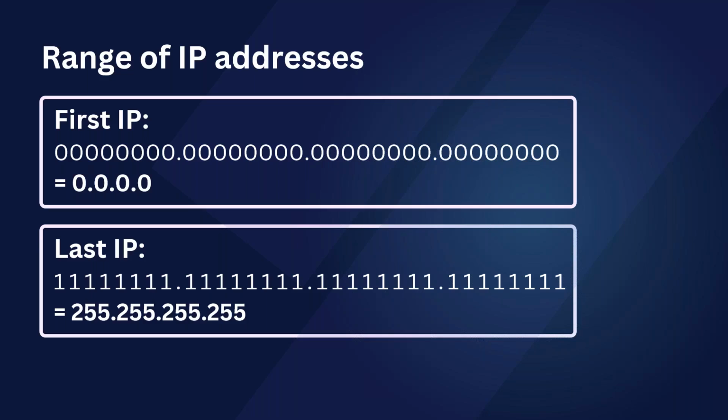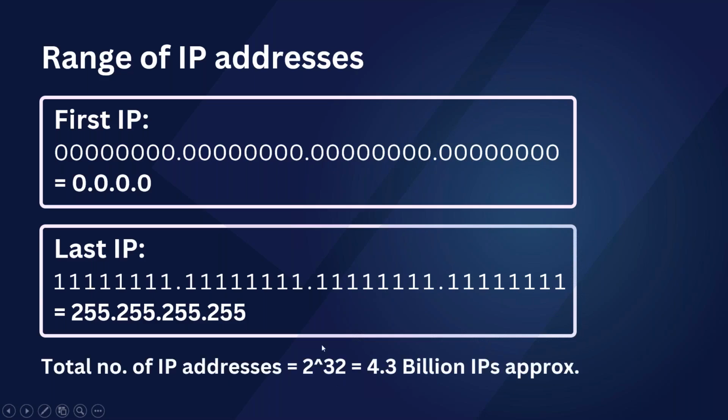Okay. And if we had to calculate how many IPs there are in total, if you notice over here, there are 32 bits. And each bit has two possibilities. So 2 into 2 into 2 into 2 as such to the power 32. So if you have to get the total number of IPs, you can get that with a simple calculation of 2 to the power 32. And that would give you approximately 4.3 billion IP addresses. Okay. So again, that is the total number of IPs in the entire range from the first IP till the last IP.